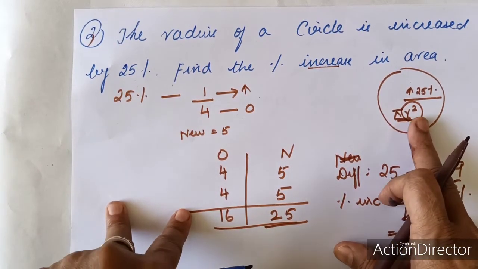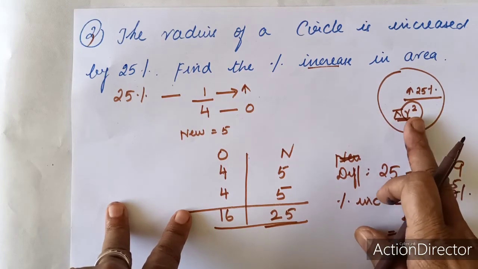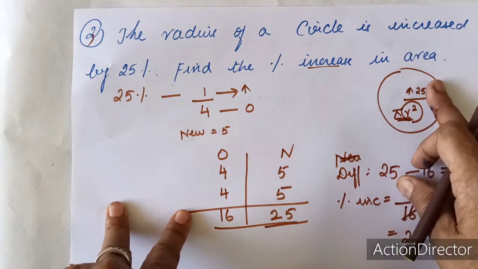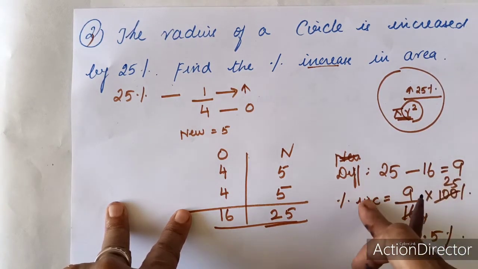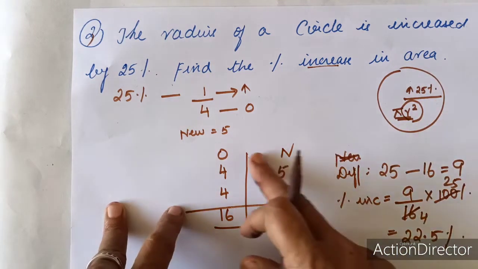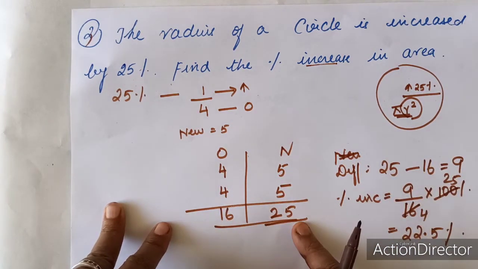If you are going to use the traditional formula, first you will calculate the area, pi r square, the original area. Pi you will be putting the value of 22 by 7 into original radius. Then you will calculate for the new radius. Then you will find the difference. After finding the difference, again you will find the percentage increase. So it is a long method. Now instead of that, if you use this trick, that is the ratio method, you can find the answer within a few seconds.